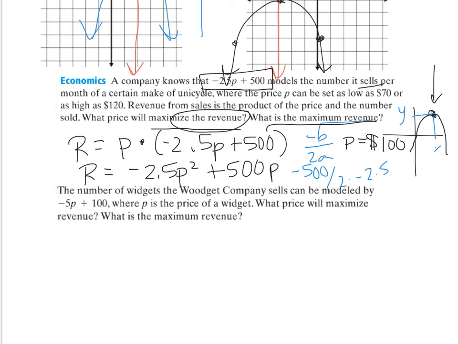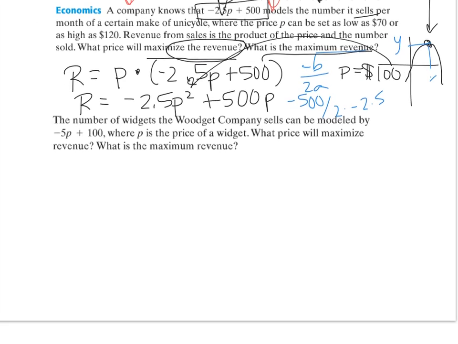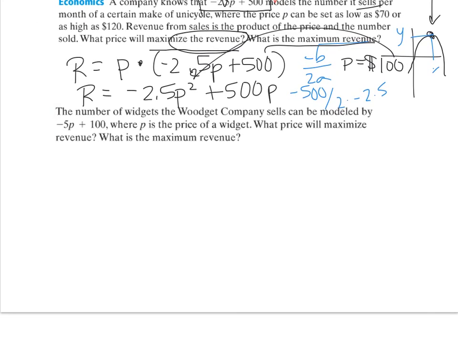Then what is the maximum revenue? You're going to plug in 100 back in for P. I ran out of room, but you can plug in 100 back in for P to see what the maximum revenue is. And then down here, you're going to do the same thing.